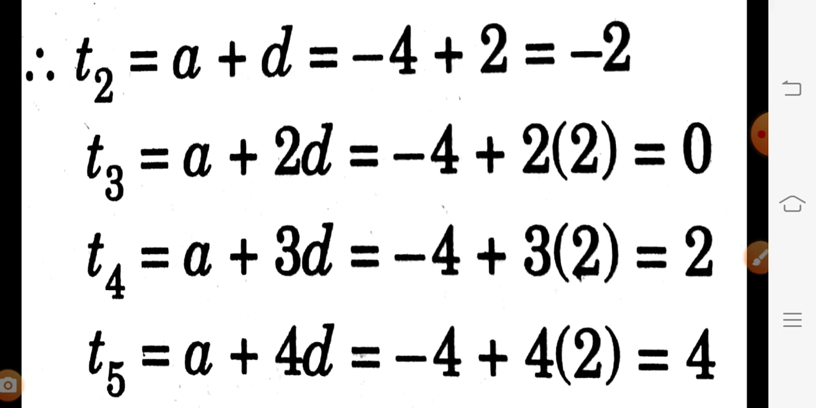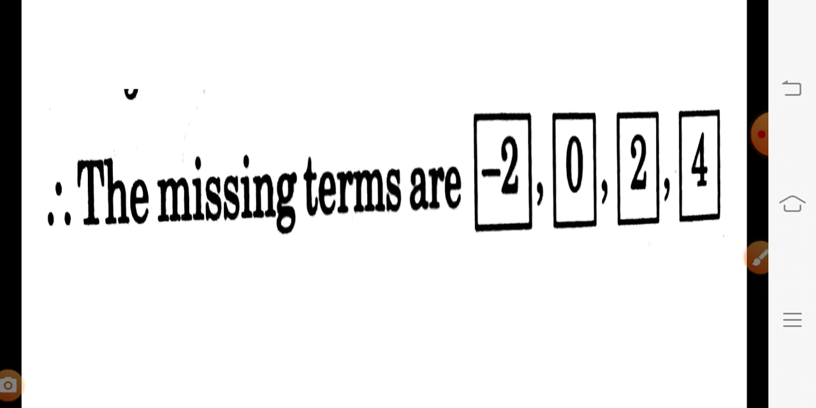Now the required missing terms we have, and these terms are minus 2, 0, 2 and 4.